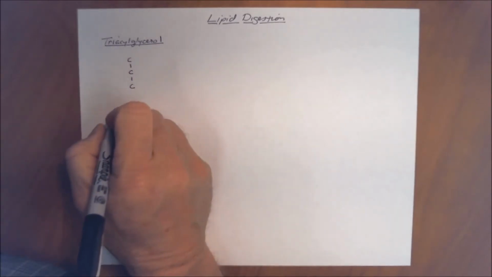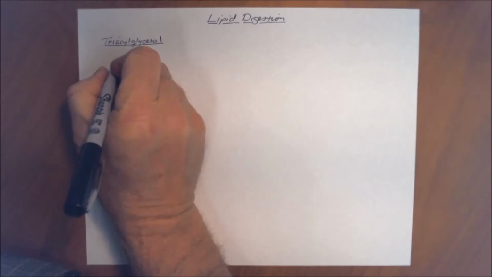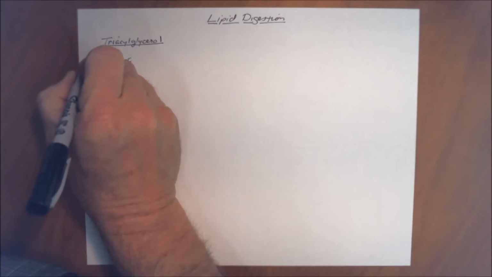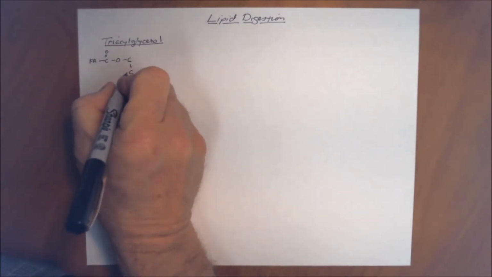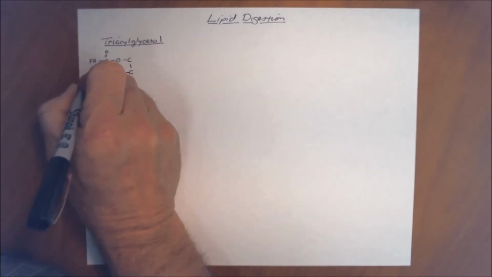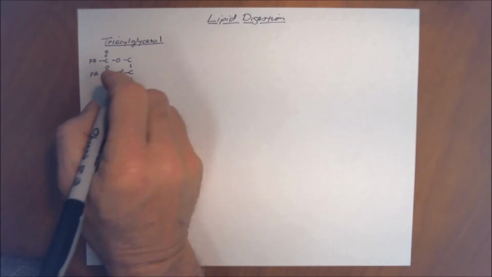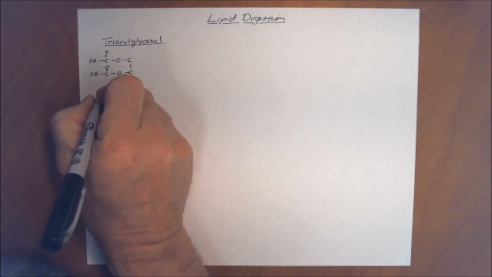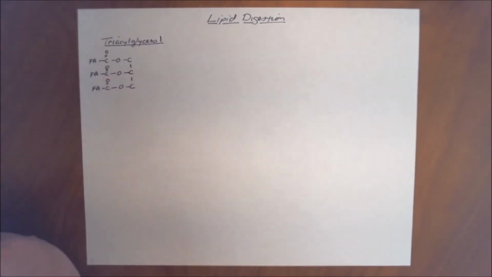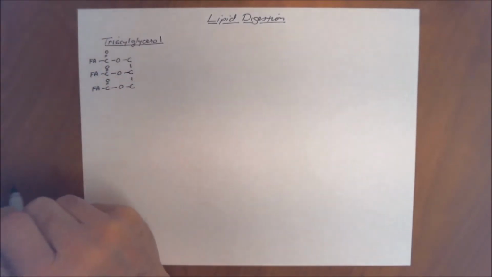They have a glycerol backbone of 3 carbons. We have a fatty acid attached to all 3 carbons. And recall these fatty acids, FA, are long hydrocarbon chains. The fatty acid chains can be of any length. Typically they are on the order of 16 to 22 carbons long.